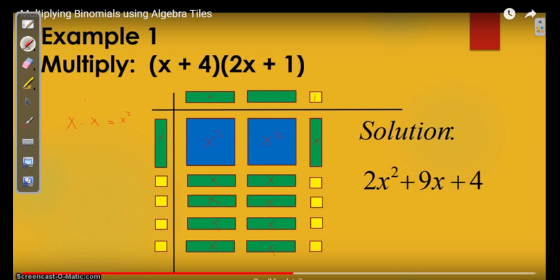And then for these ones, they're single 1 units. There's no x in here. So 1 plus 1 plus 1 plus 1, that gives me plus 4. Do we understand that?